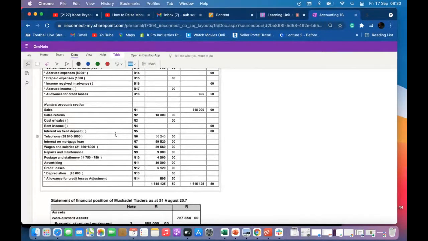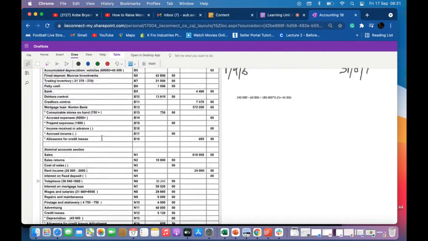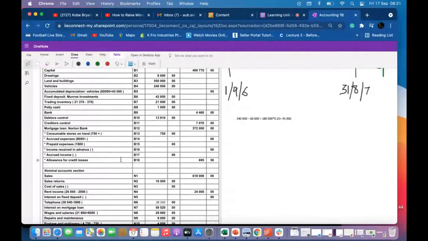So here again, we're going to say rent income, 26,000. That's what we have in the pre-adjustment trial balance. Then minus this 2,000. Okay, that's obviously going to give you 24,000. So our rent income should actually be 24,000 for this financial year. Okay, and then we know this is income received in advance. So we're going to come here and say, okay, 2,000 for income received in advance.